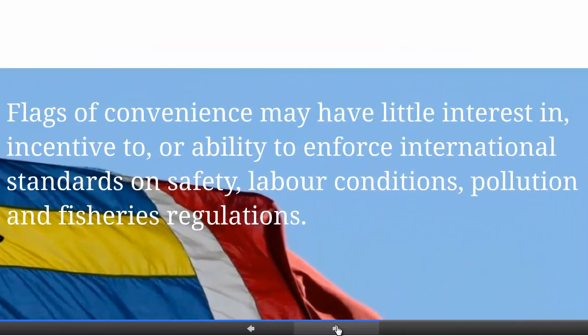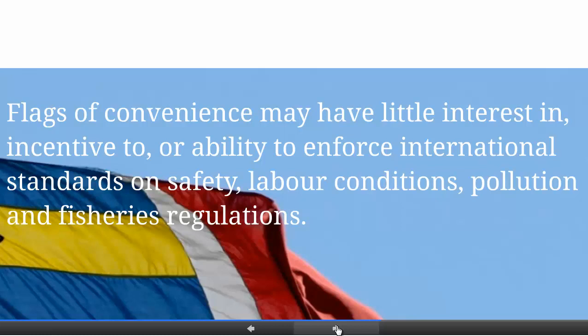Also, the flag of convenience itself, as a state or government, may have little interest in, incentive to, or ability to enforce international standards on safety, labour conditions, pollution and fisheries regulations. And indeed, a flag of convenience might be sought out because it's not party to some or all of the relevant treaties on those topics.